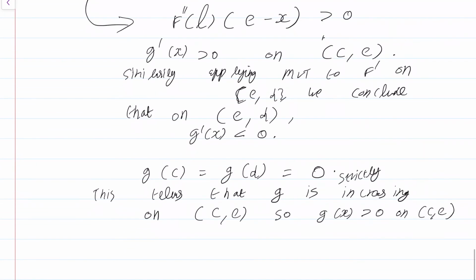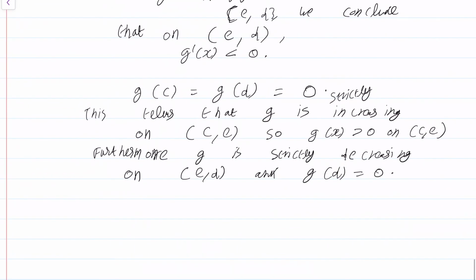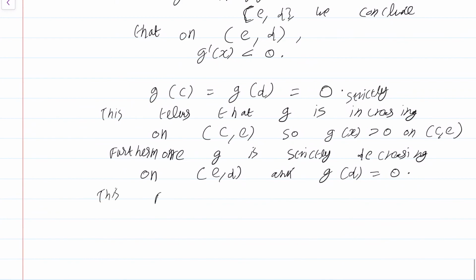So by continuity, and furthermore, g is strictly decreasing on the interval (e, d), and g(d) is 0. That we already know. This forces g to be greater than 0 on (c, d).